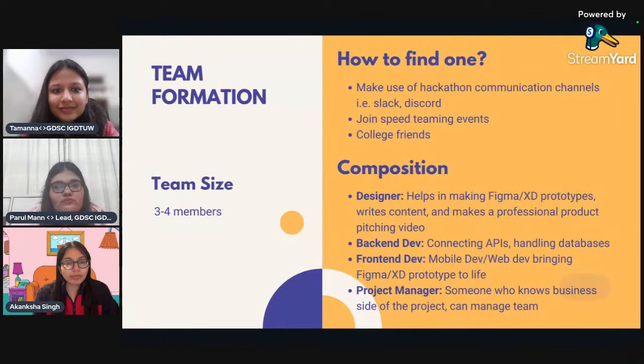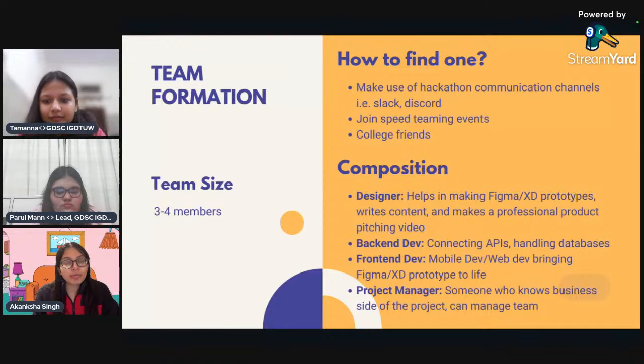And to find a good team, you must be part of some communication channel, GDSC solution challenge, or maybe GDSC Discord. So there you can find teammates, or you can also team up with your college friends. So the composition for your team can be like you can have a designer, somebody who has some experience in making Figma or Adobe XD prototypes. The designer can also help in making a professional presentation and video as well. So a designer is somebody who would actually be very helpful in your team.